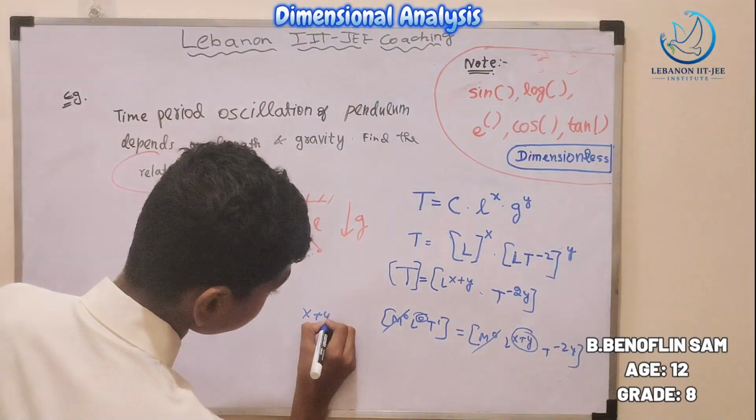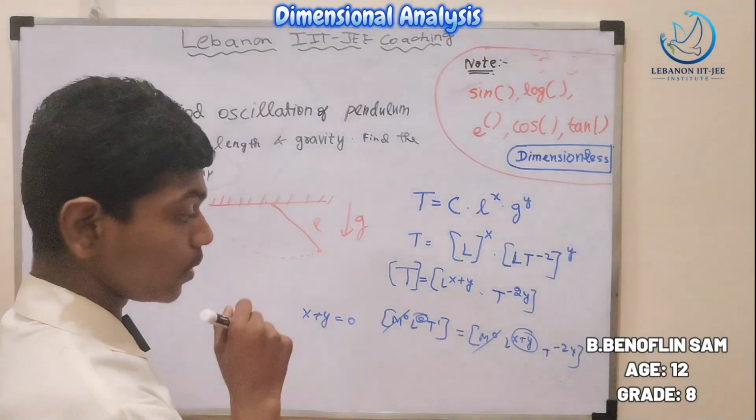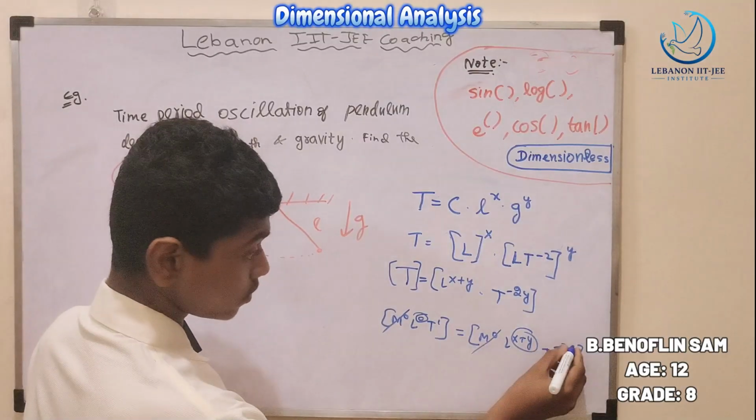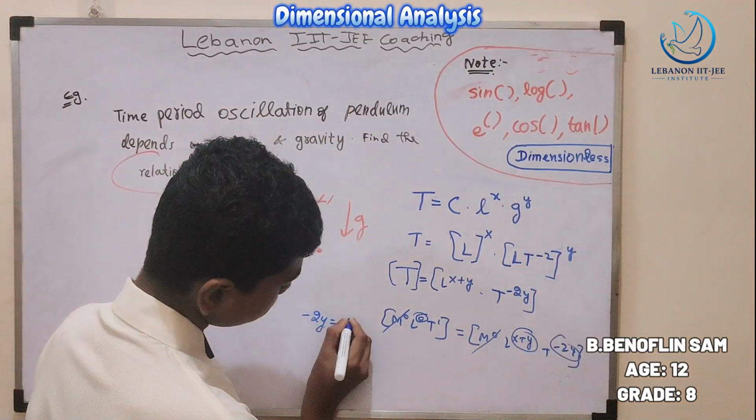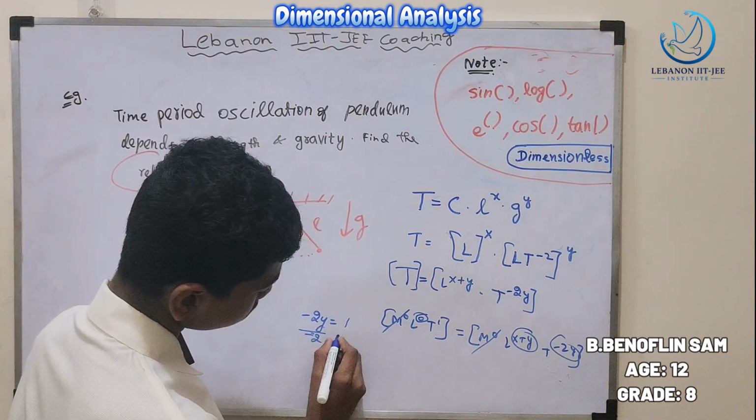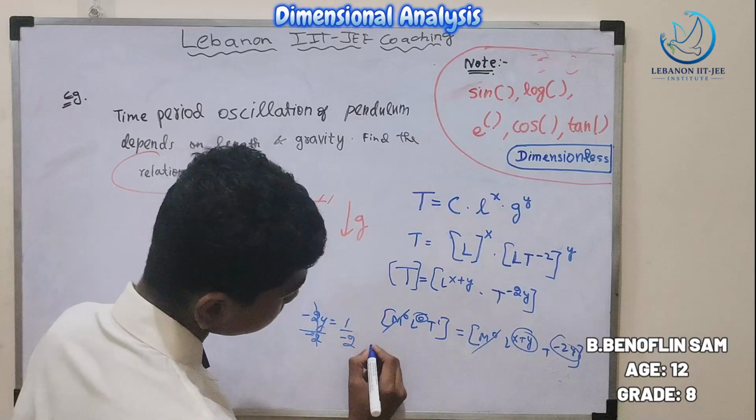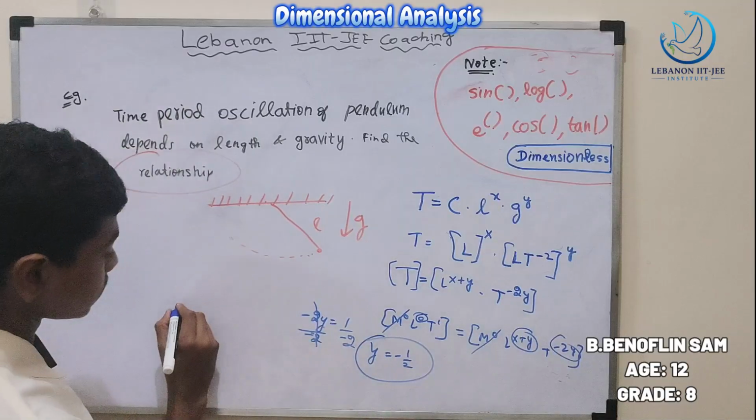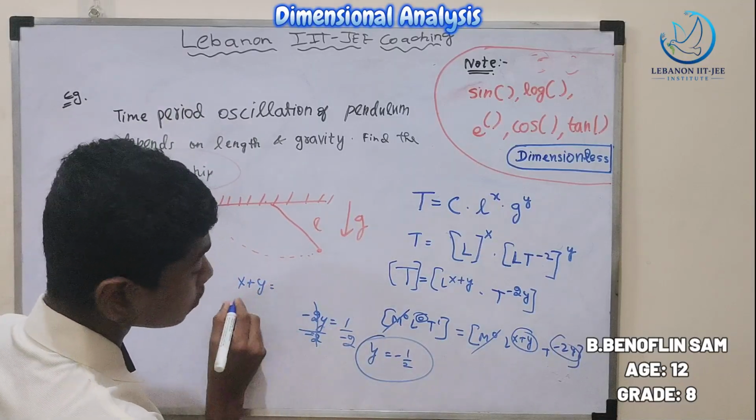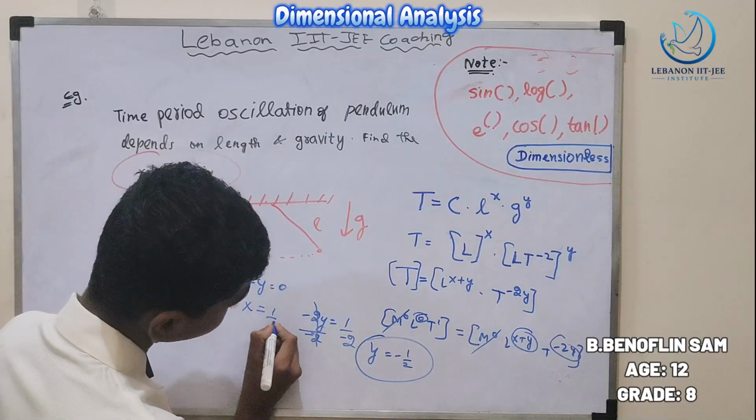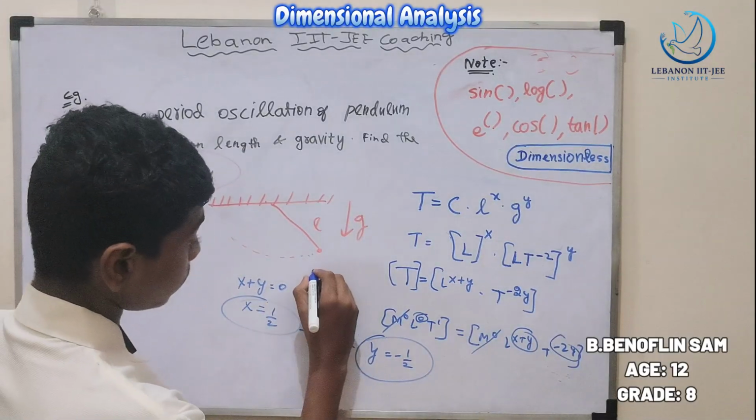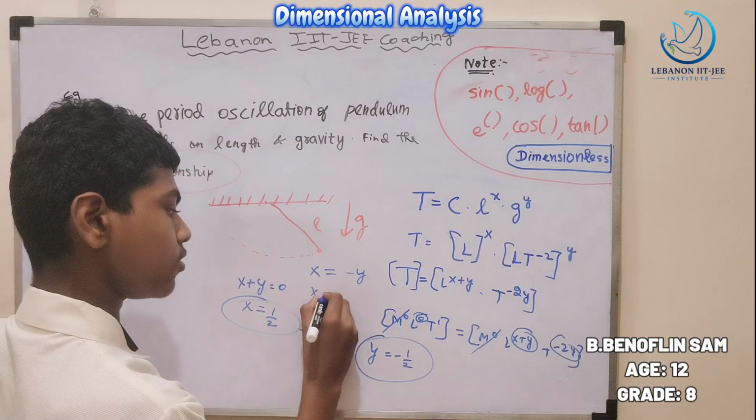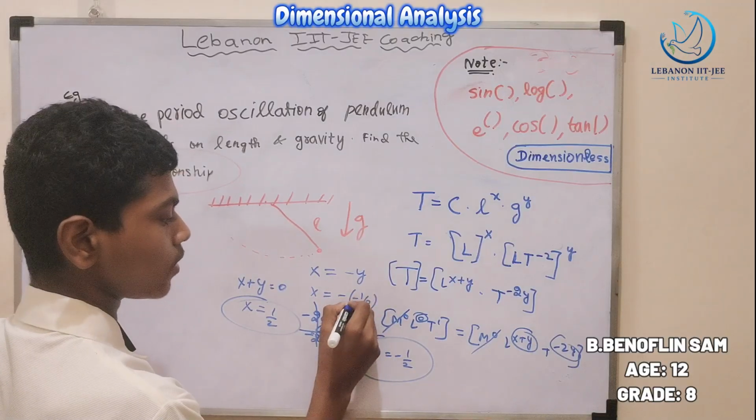So we take x plus y is equal to 0. And minus 2y is equal to 1. If you divide by minus 2 on both sides, you get y is equal to minus 1 by 2. From x plus y is equal to 0, x is equal to minus y, so x is equal to minus into minus 1 by 2, which is 1 by 2.